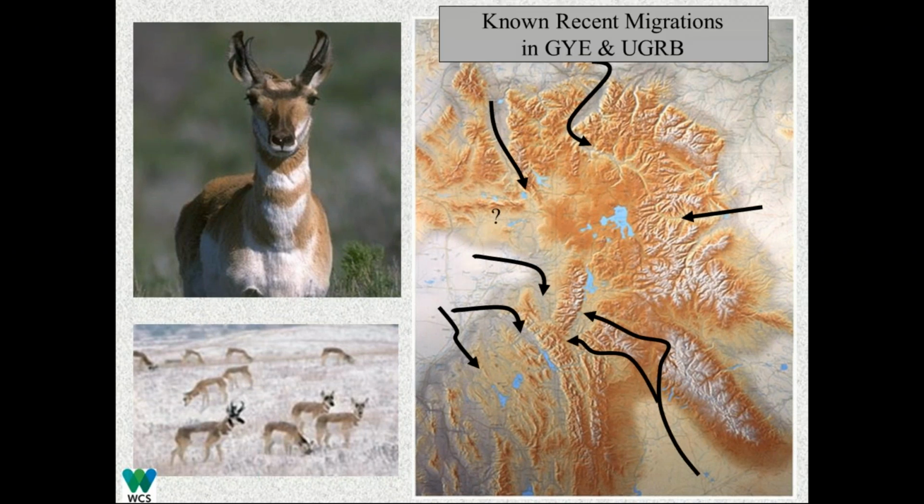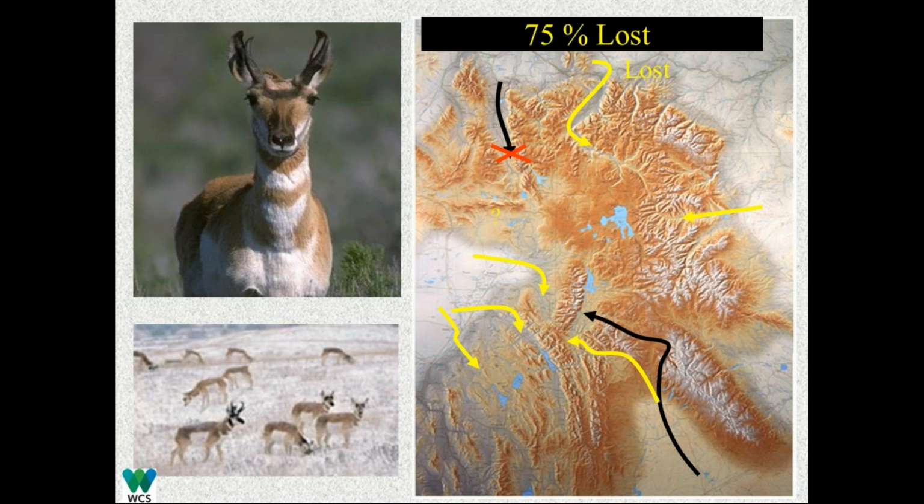When we look at the known recent migrations of pronghorn in the Greater Yellowstone ecosystem over the last several decades, one of the things that we've seen is we've lost 75% of those known migrations. Most of those have been lost due to habitat conversion from things like agriculture and other anthropogenic barriers such as roads or fencing. And we're left with really only 2 long distance migrations shown in the black arrows. And this one in the north in the Madison River Valley of Montana is tenuous at best because of some exurban sprawl and ranchettes and subdivisions going in at the southern end of this migration.